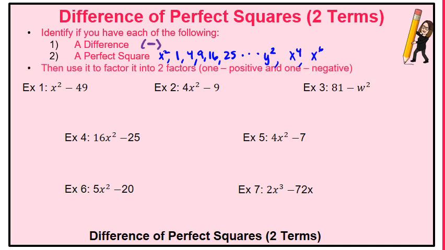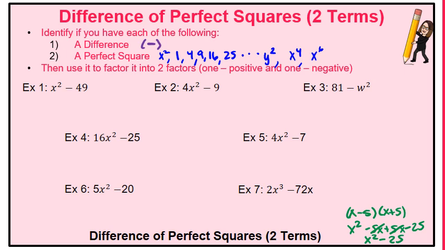Okay, the second major step is then use it to factor it into two factors, one positive and one negative. Let me backtrack. Let's go back to the very beginning for a quick second. I'm just going to write this to the bottom. You don't need to write this down. Remember when we had x minus 5 times x plus 5? If we multiply those out, we get x squared minus 5x plus 5x minus 25. Outer and inner went away. We had x squared minus 25.